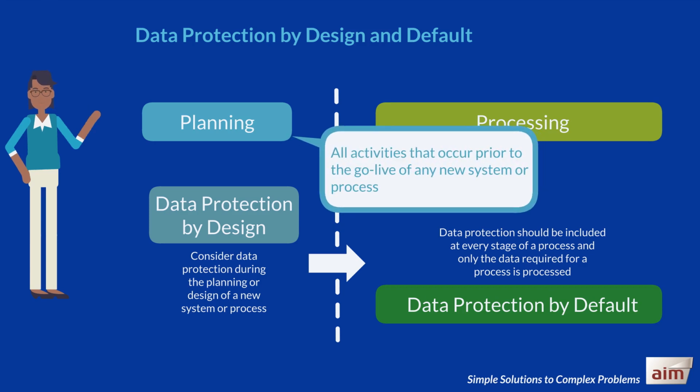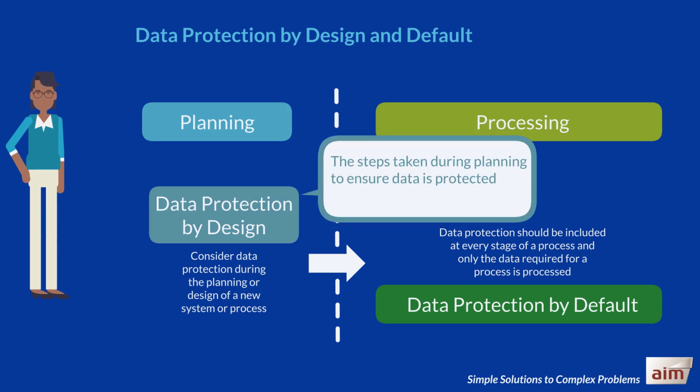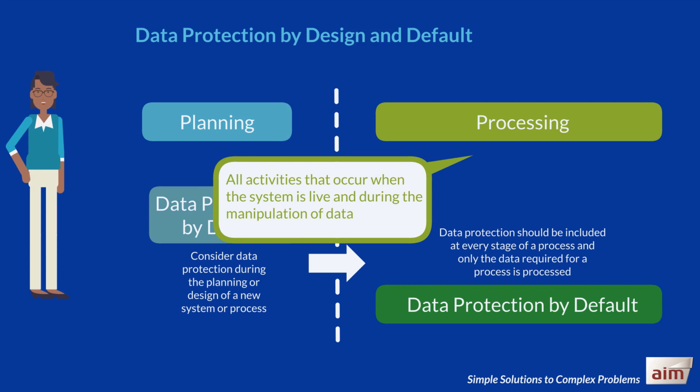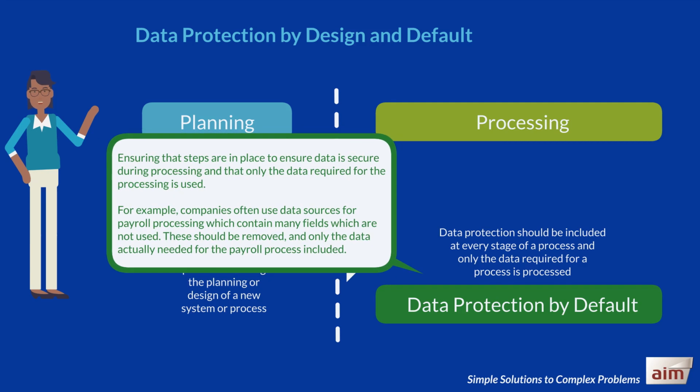Planning includes all activities that occur prior to the go-live of any new system or process. Data protection by design refers to the steps taken during planning to ensure data is protected. Processing includes all activities that occur when the system is live and during the manipulation of data. Data protection by default refers to ensuring that steps are in place to ensure data is secure during processing, and that only the data required for the processing is used. For example, companies often use data sources for payroll processing, which contain many fields that are not used. These should be removed, and only the data actually needed for the payroll process included.